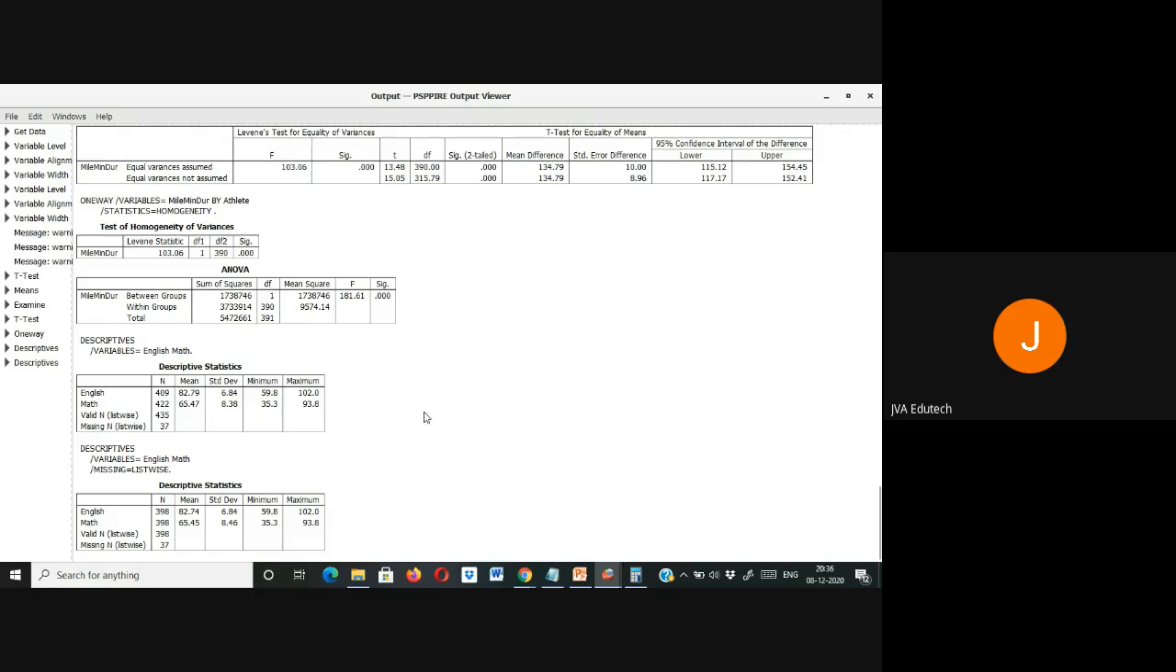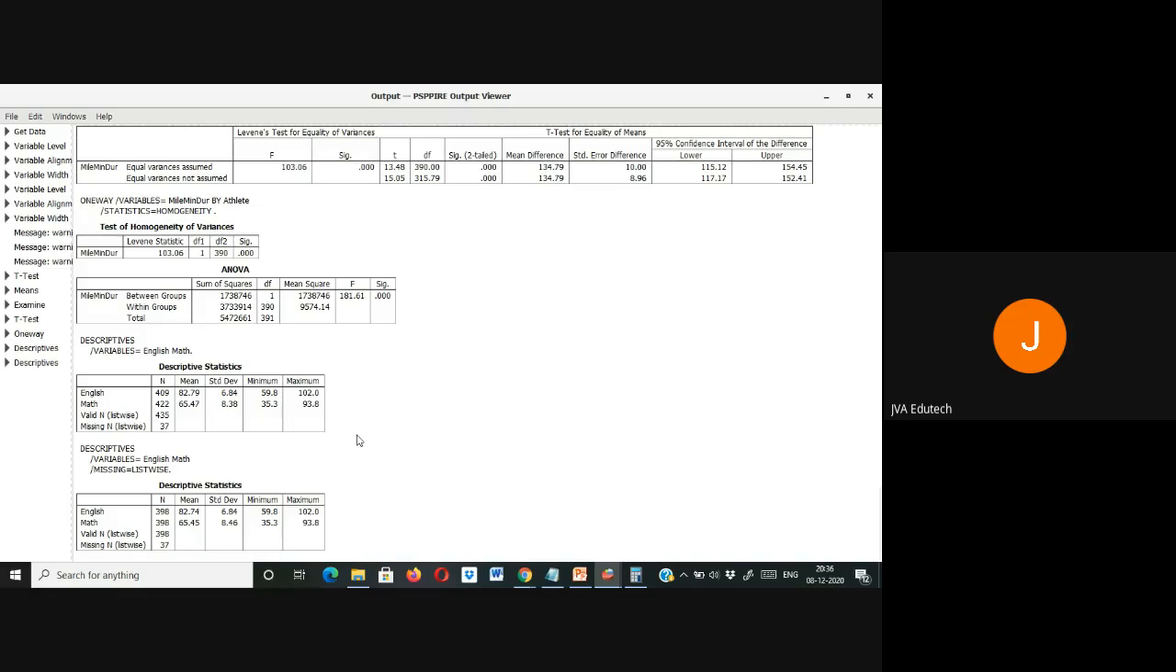Now, whether this difference is statistically significant or not. Excuse me, sir. Here, valid N and missing N. What do they indicate, sir? I want to know.